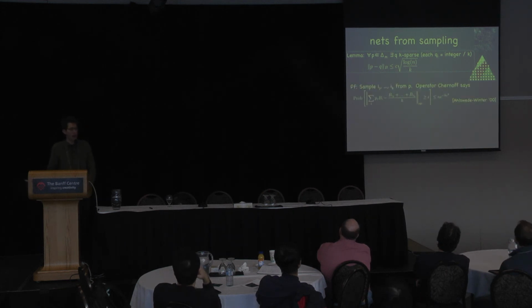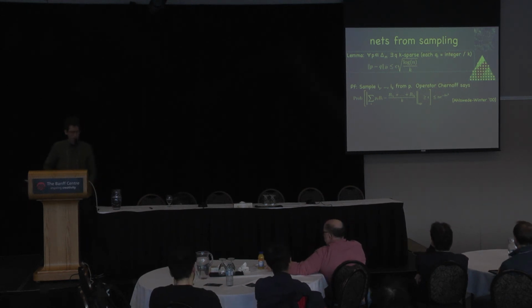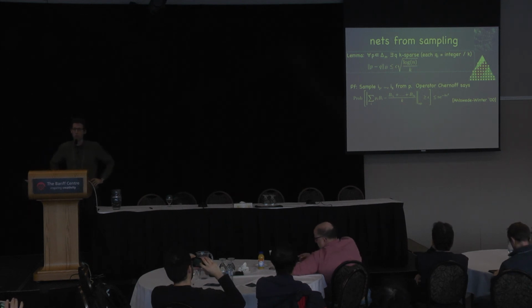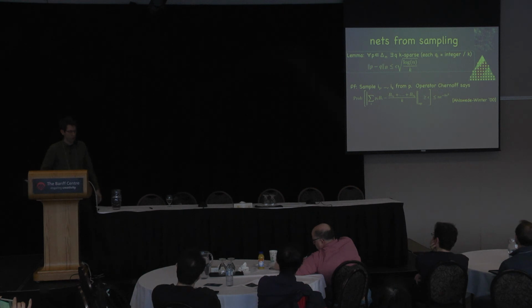It's just due to the operator Chernoff bound of Ahlswede and Winter. What the operator Chernoff bound says is that if I have some average over a bunch of matrices, and I sample from that distribution, I'm going to quickly converge to the average. Just like the regular Chernoff bound says for numbers, the operator Chernoff bound says for matrices. And how quickly? Well, let's say we take k samples, and the matrices all have eigenvalues between -1 and 1.